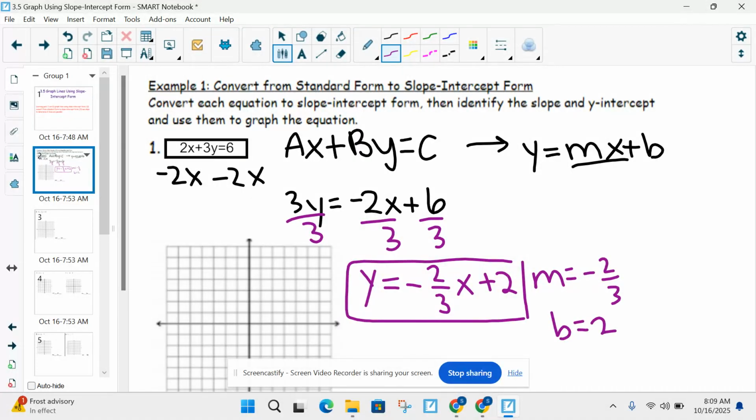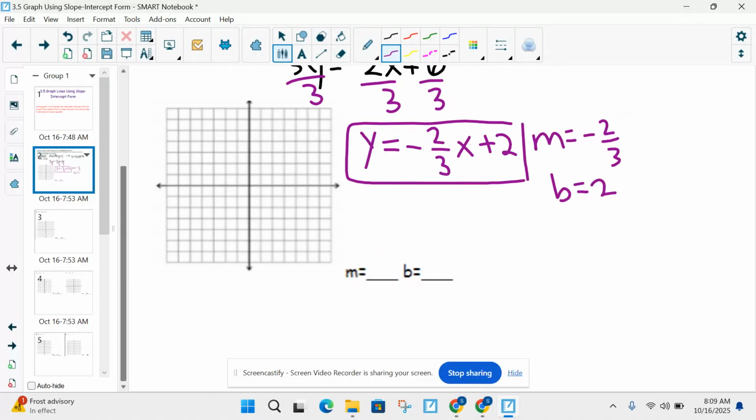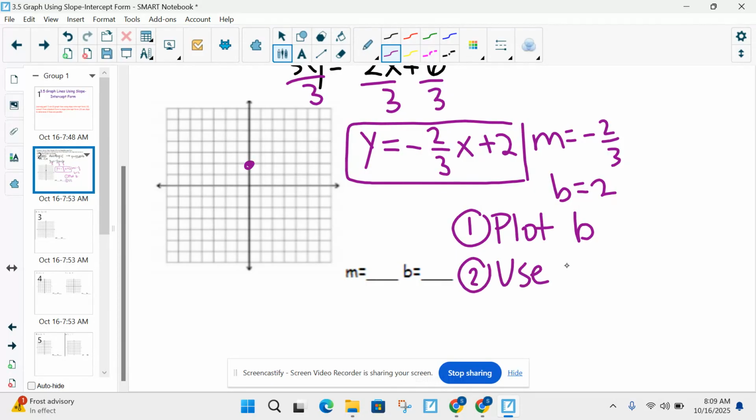So to graph an equation, the first step is to plot the y-intercept, which in this case is 2, so you put a point at 2, and then use the slope to get additional points. You want to plot as many points on the graph that would fit. Since the slope is negative 2/3, that means the negative sign would make it go down 2 and over 3. Always go over to the right, and then down 2 over 3.